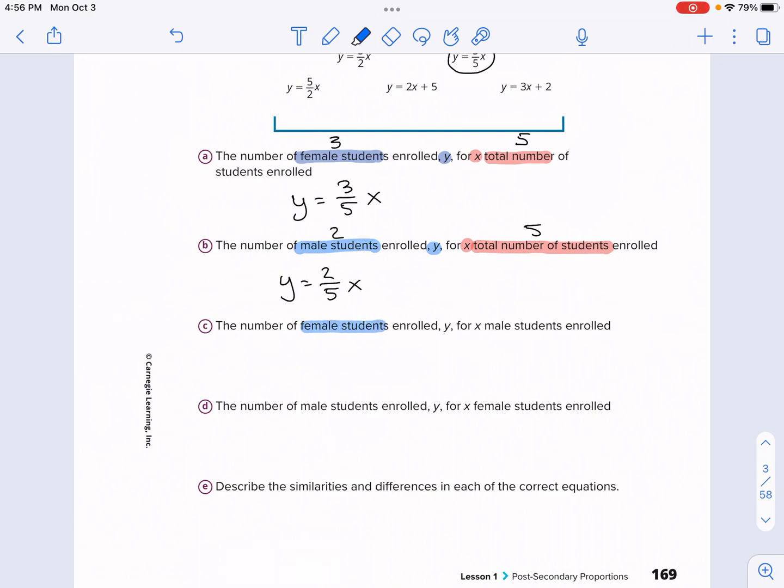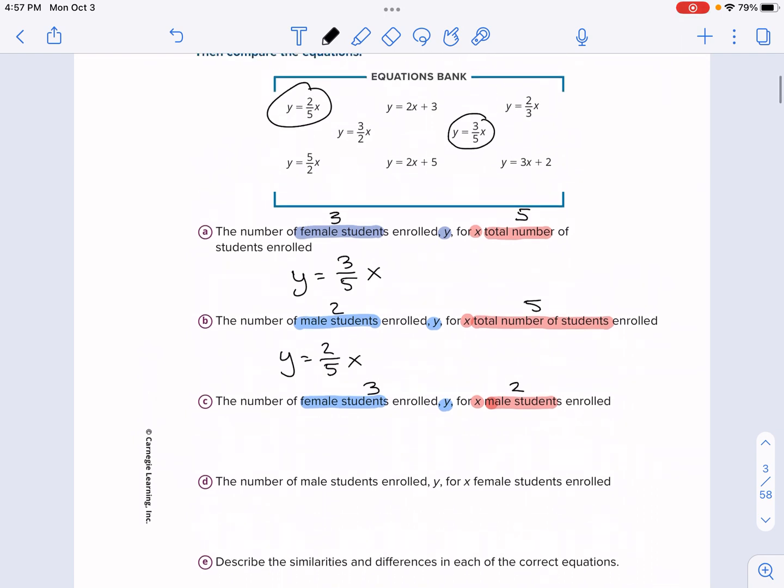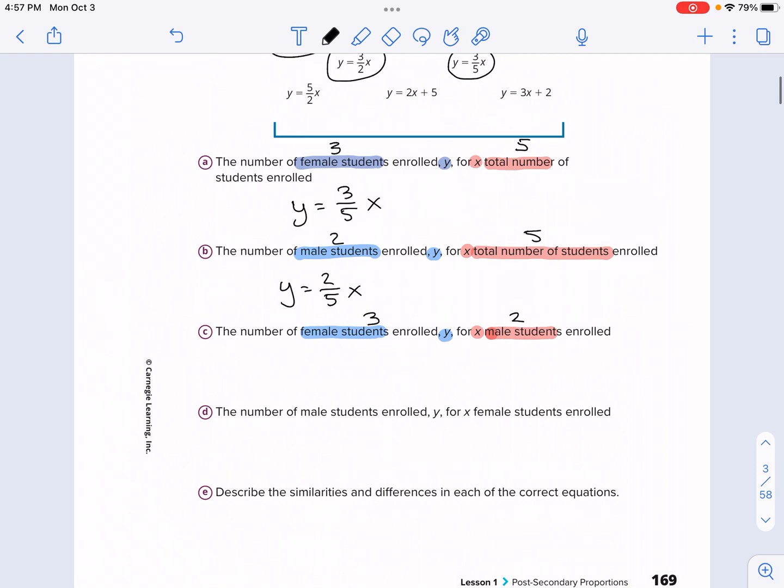The number of female students Y, and then red X as male students enrolled. So this was like number 3 on getting started. 3 out of every 5 students. So that leaves 2 male students. So we're going to have a fraction that is 3 over 2. 3 halves. Y is equal to 3 halves X. Okay. So for this, I'll leave you to find. So this is a you do here. Pause this. Try to figure out this one. Let's go to E though.